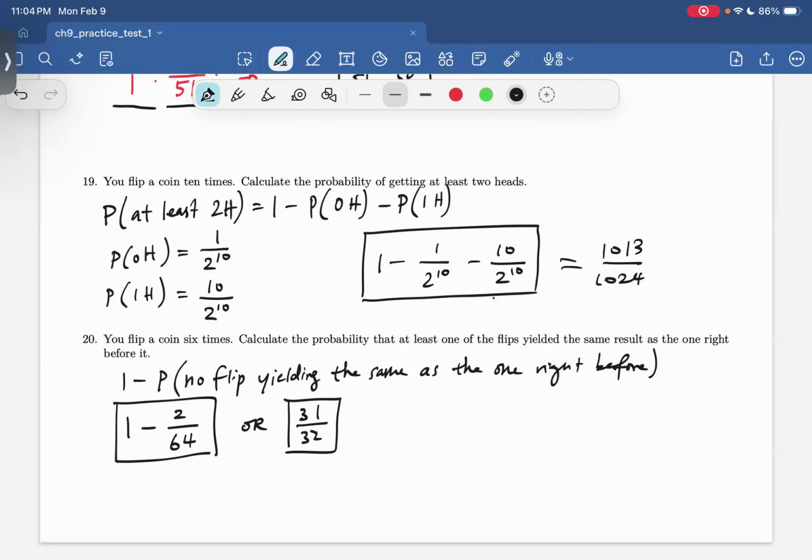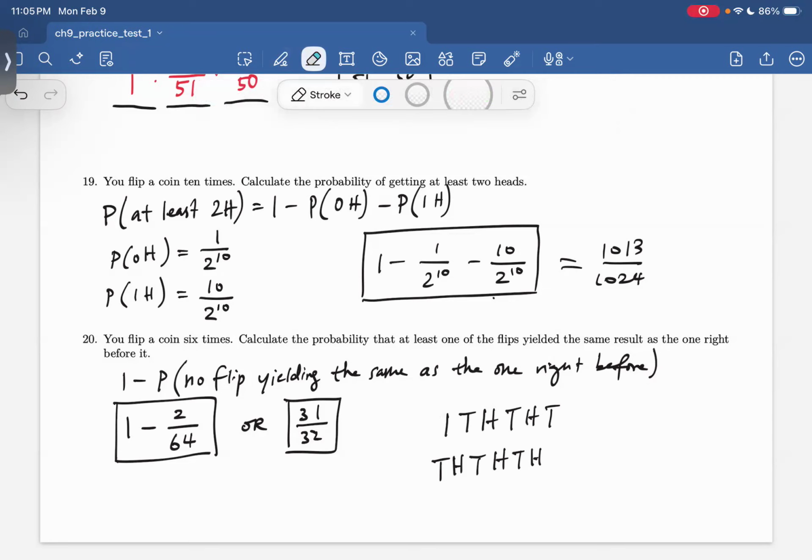But how many desired outcomes are there? How many ways are there for me to get no flip yielding the same as the one right before? If you just think about it, it's just going to be two ways, right? Because if I start with a head, that means the next one has to be a tail, which means it has to be head next, tail, head, tail. Whereas if I start with a tail, I'm forced to get a head on the next one, and a tail on the next one, then a head, then a tail, and then a head. And that's the only two possibilities. That's why it's 2 over 64. All right, so here we see the power of complementary probability and complementary counting.